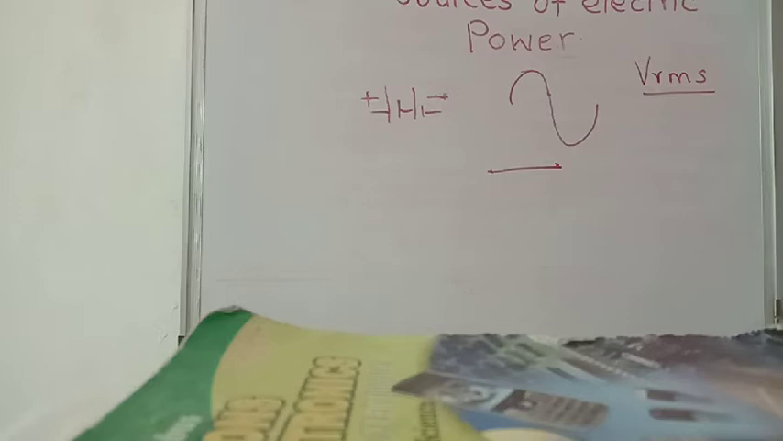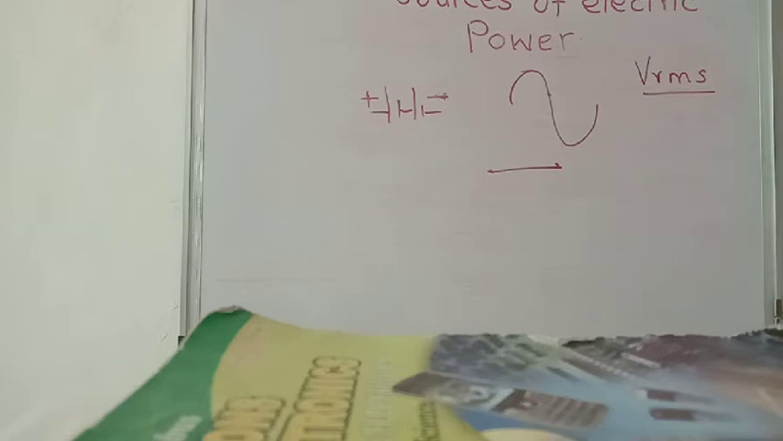The batteries used in automobile vehicles are secondary cells, such as a lead acid battery. Batteries used for inverters are also rechargeable batteries. Dry cells used in torches are primary types, and these batteries cannot be recharged.